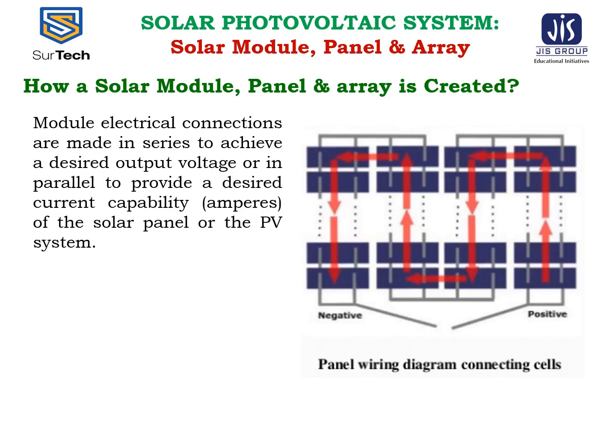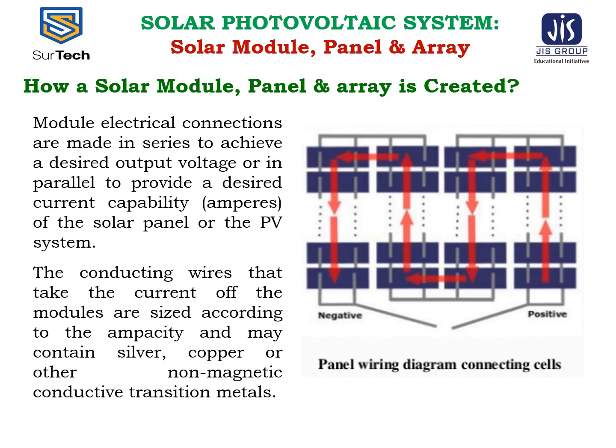Module electrical connections are made in series to achieve a desired output voltage or in parallel to provide a desired current capability of the solar panel or the photovoltaic systems. The conducting wires that take the current of the modules are sized according to the ampacity and may contain silver, copper or other non-magnetic conductive transition metals.